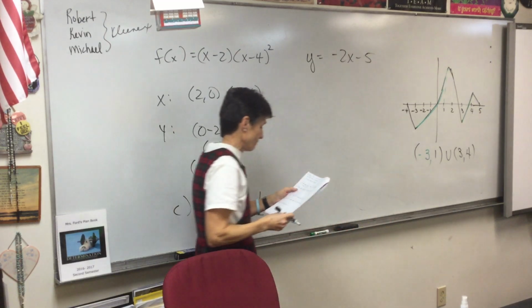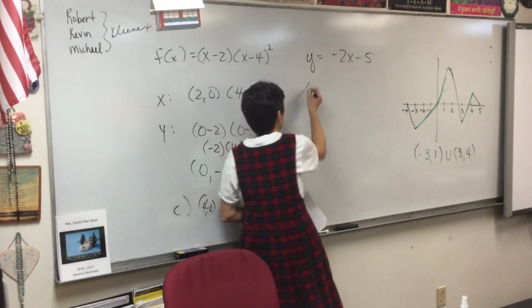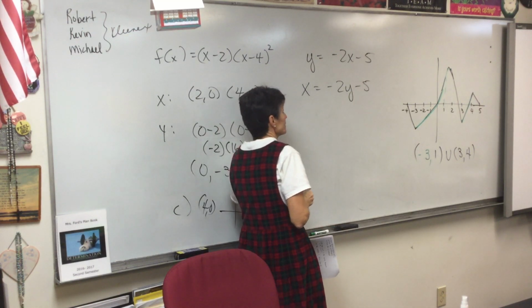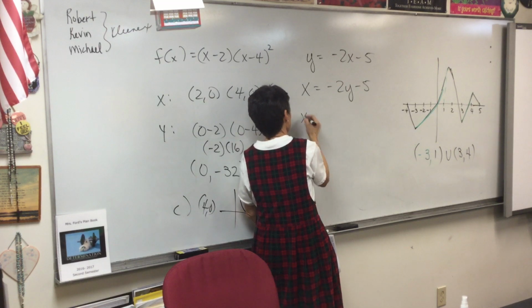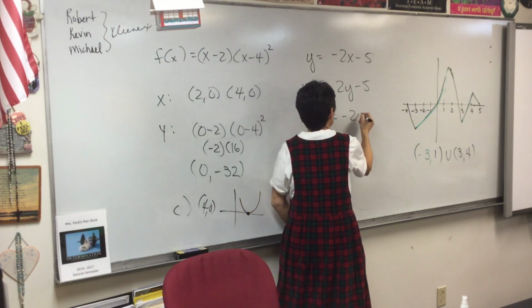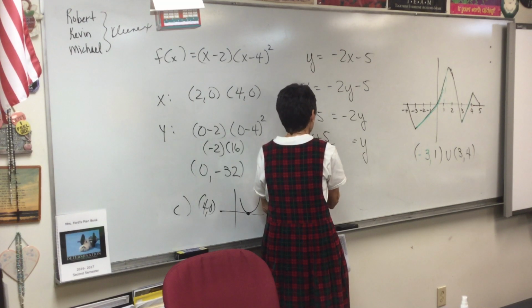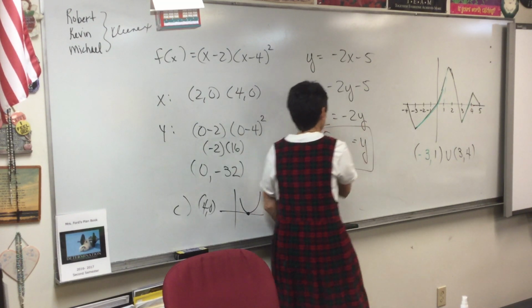How do we find an inverse? Switch the x and the y and solve for y. So we'll add 5 and divide by -2. Oh my gosh, if you miss that, oh!